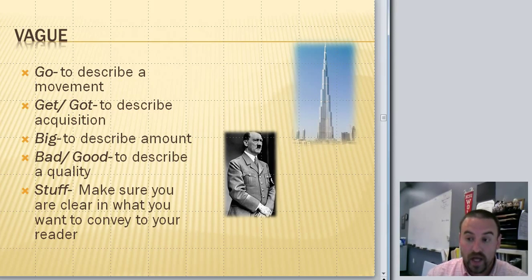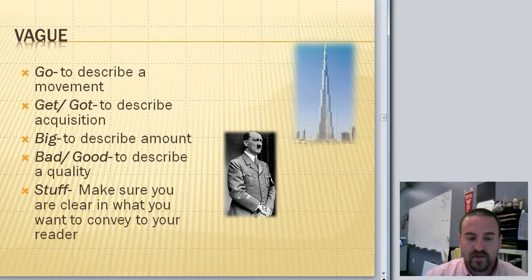Big, okay, how big? My computer screen's big, but it's not as big as a skyscraper. Skyscrapers in the United States are big, but they're not as tall as the Burj Khalifa in Dubai. Something's bad or good. Yeah, Hitler's bad, but the word bad doesn't necessarily describe just how evil and maniacal Hitler was. So saying Hitler is bad, that's not going to cut it.